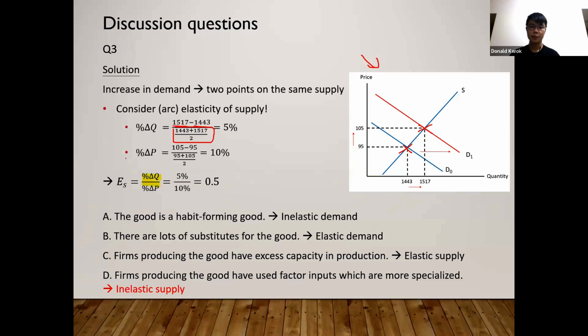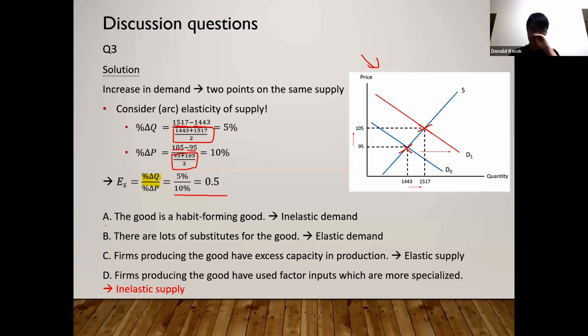On the same token, for percentage change in price, it will be the new price minus the old price divided by the average between these two prices. We have percentage change in price to be 10%. And we are now ready to calculate the value of elasticity of supply, which is percentage change in quantity divided by percentage change in price. So 5% divided by 10%, we have the value 0.5. So this is actually representing an inelastic supply. Okay, so we are going to observe which of the following options reflect the inelastic supply.